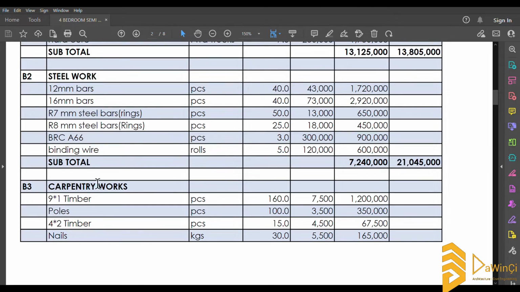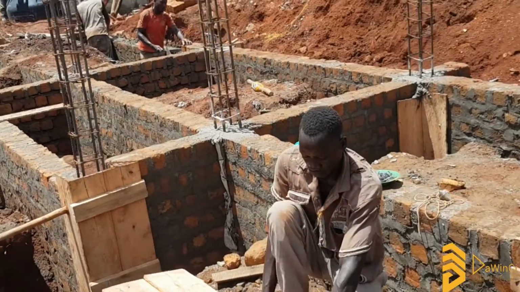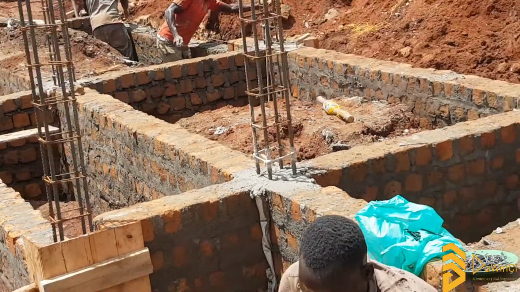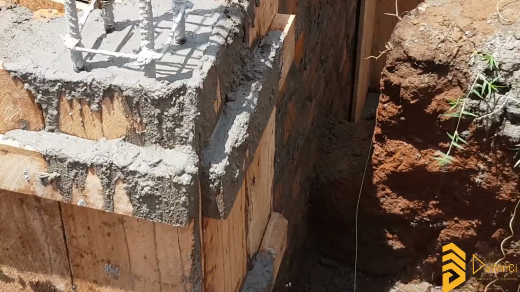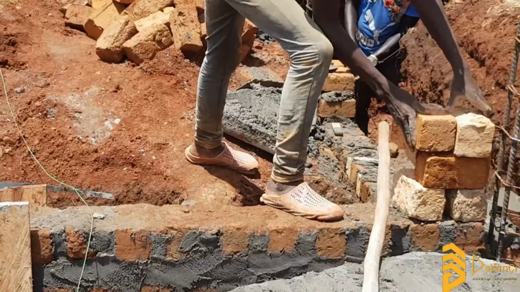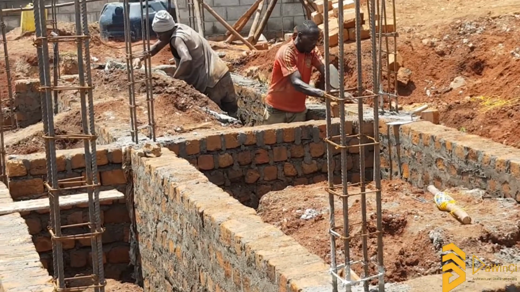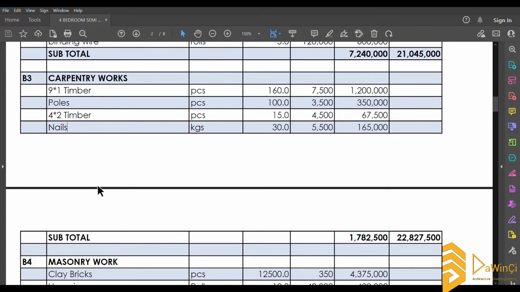Then we have carpentry works. Under carpentry works we have 9x1 timber, which is famously known as Chirundu here in Uganda. Then we have poles, we have 4x2 timber, we have nails. Those different carpentry works are basically for doing formwork for the columns, and also doing formwork for the slab as they're actually casting it. So all those together bring us to a total of about 22 million. That means we have included everything up.